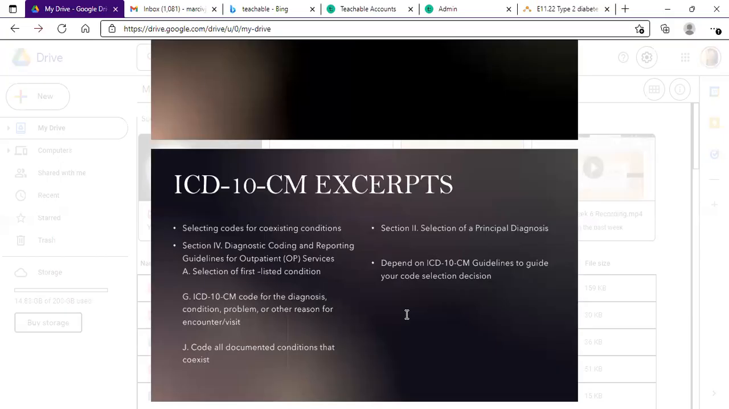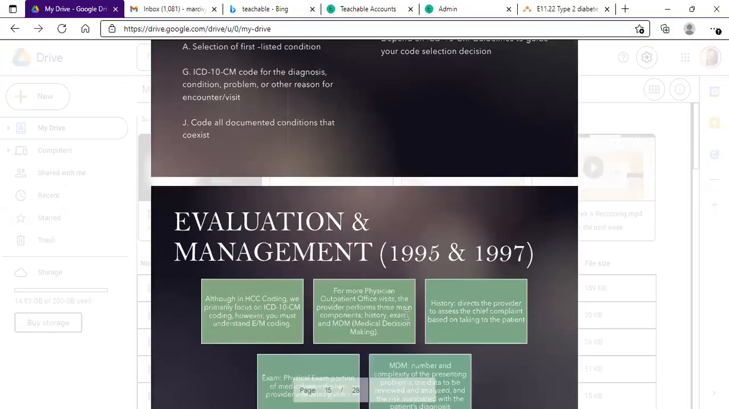So in the G section under 4, there's coding for your diagnosis, condition, problem, and/or other encounters or reason for the visit. So J, code all documented conditions that coexist. Section 2, selection of a principal diagnosis. Depend on ICD-10-CM guidelines to guide your code selection decision. Know your guidelines so you know you're selecting the right one.